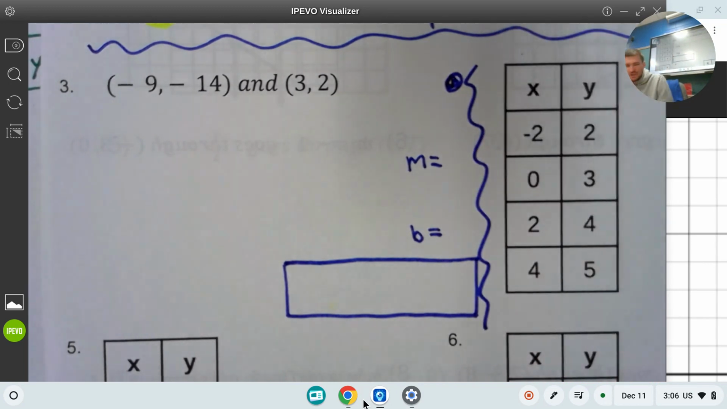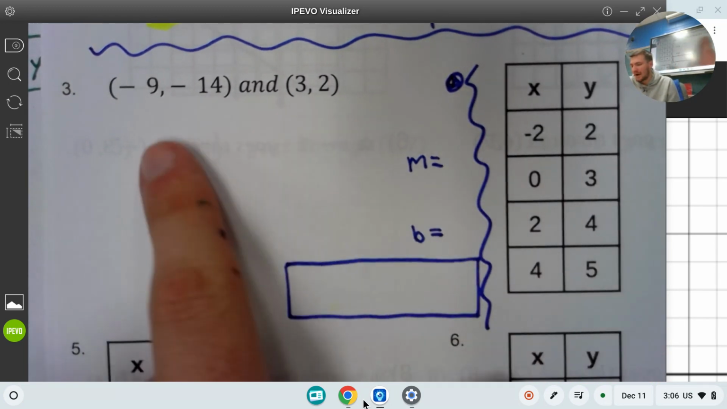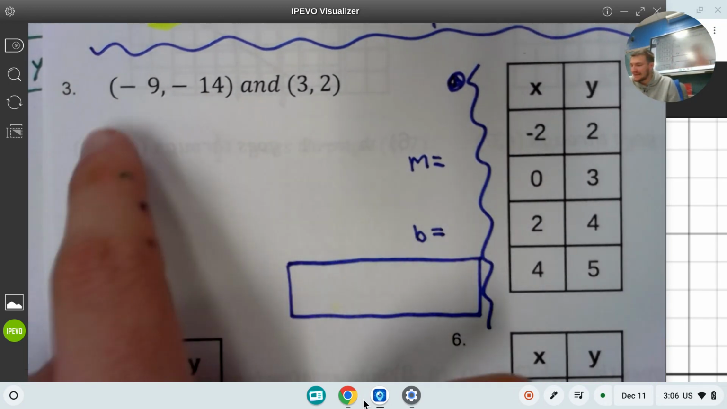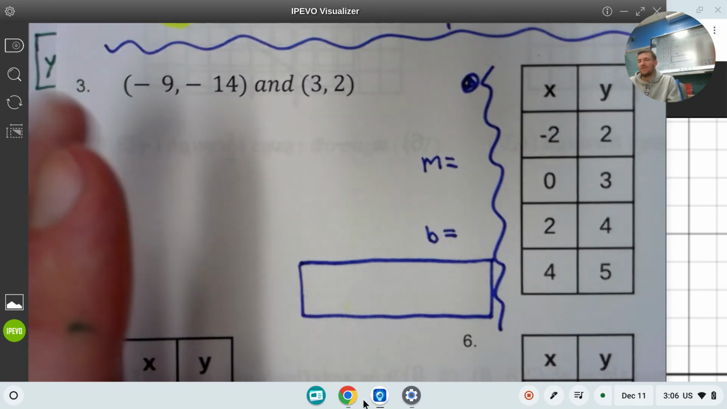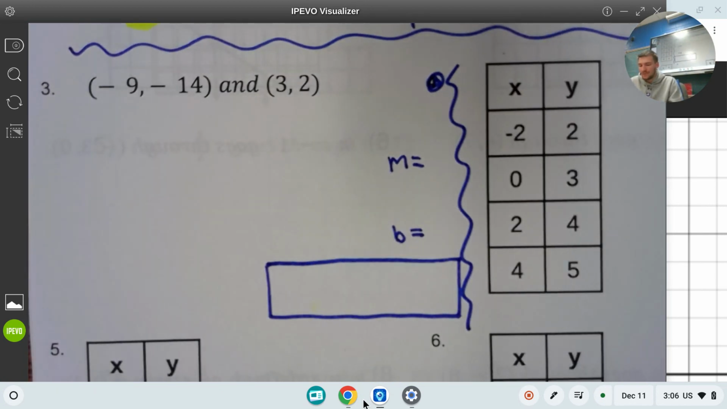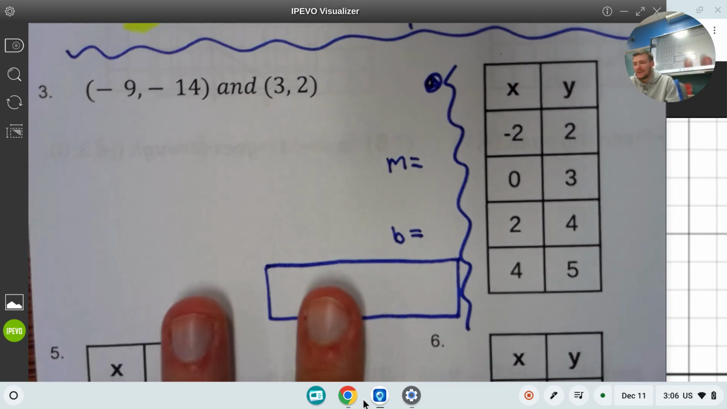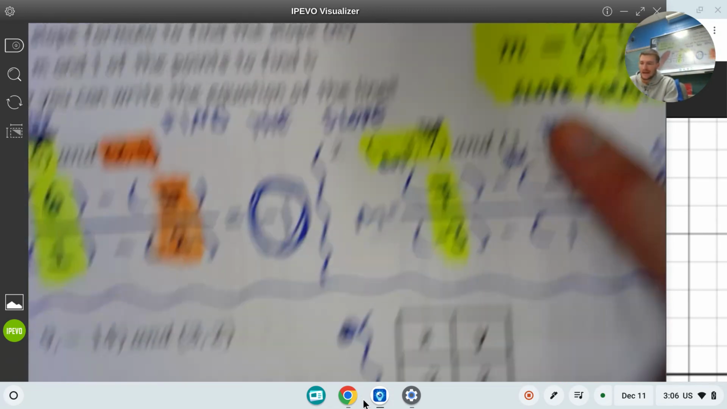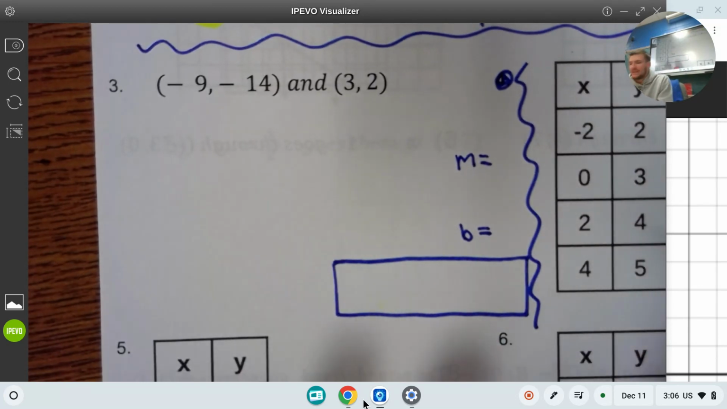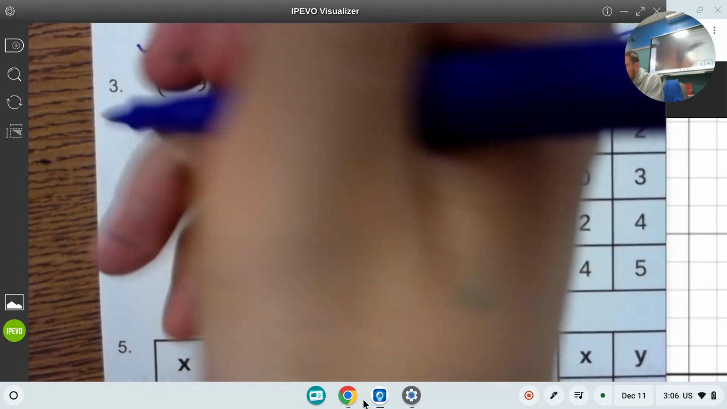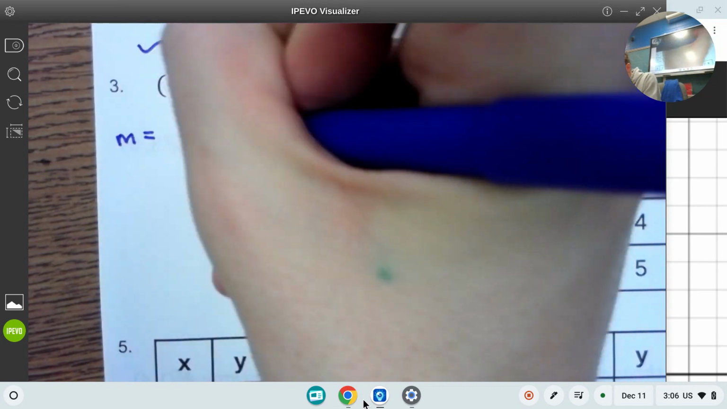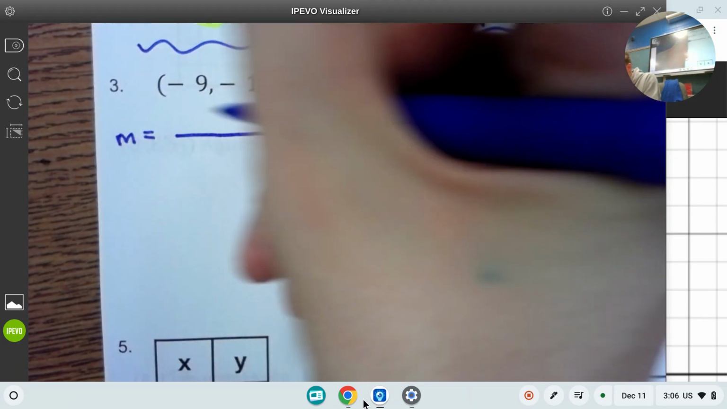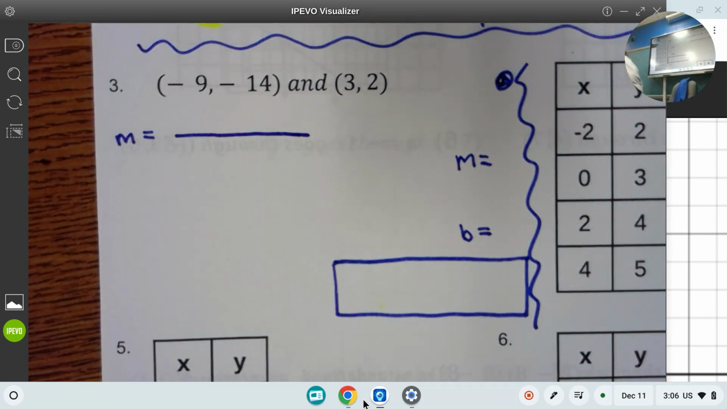Now, do you know what the M is right away? Do you know what the B is right away? So we're stuck. We cannot use our old strategies, but we can use our really old strategy, the slope formula, Kaya's favorite. So what we're going to do with number 3, you remembered it, and this was your favorite thing that you learned all year, is go back and find our M.